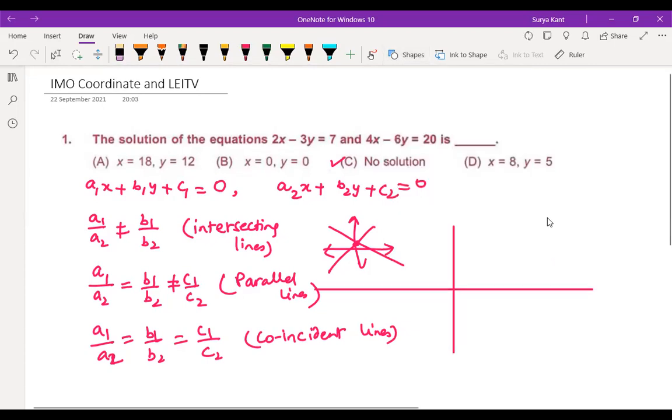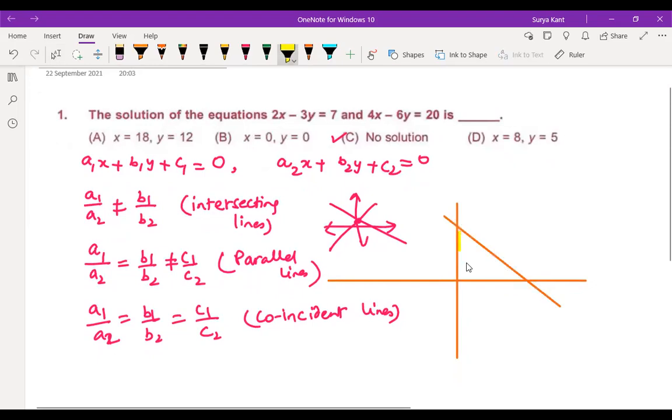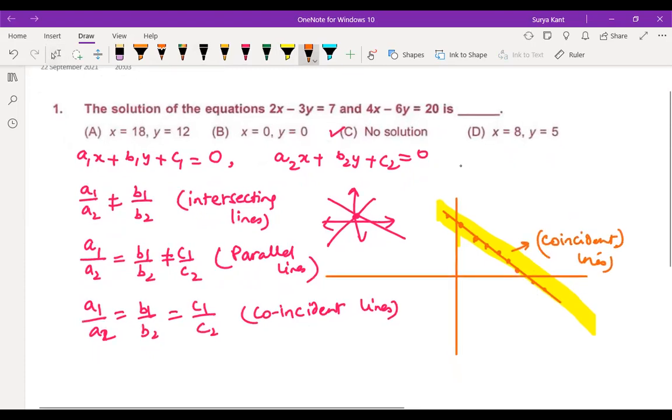Suppose this is your coordinate plane. What happens if I draw a line, and the second line is also on the same line? They are overlapping each other. That means both lines will not intersect; all the points will be the same for both lines. This is known as coincident lines.